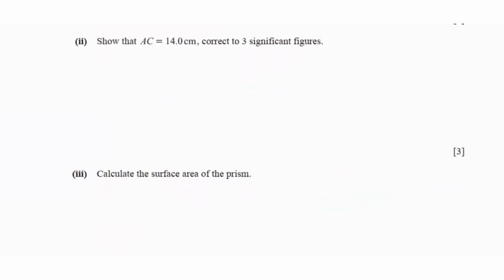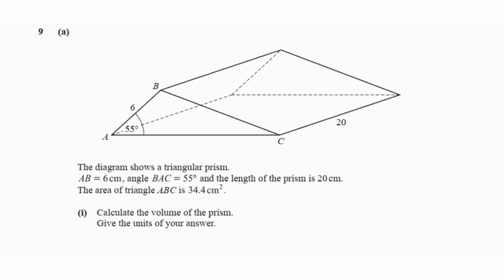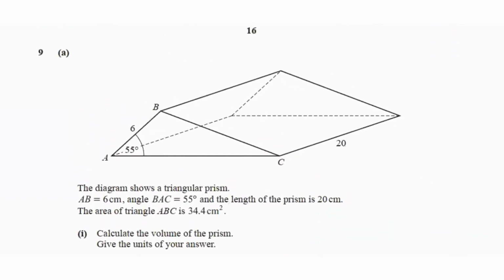Then show that AC is 14, correct to 3 significant figures. To prove that AC is 14, we need to find this length, and this is the shape we're focusing on, this non-right angle triangle. If you remember the formula, area equals 1 over 2 times a times b times sine of angle C. This formula is applicable when you have 2 lengths and the angle between them. Over here, we have one length and we're trying to find the other length. We do have the angle between them, and we have the area as well.